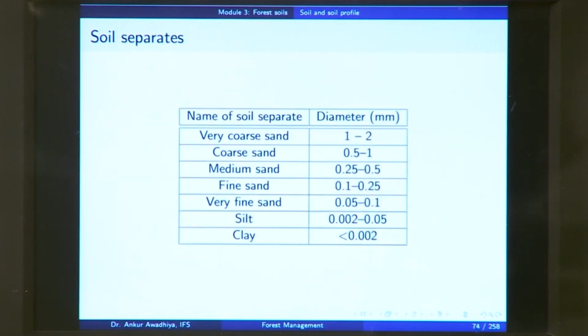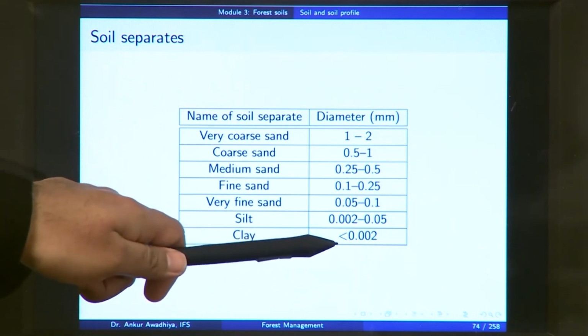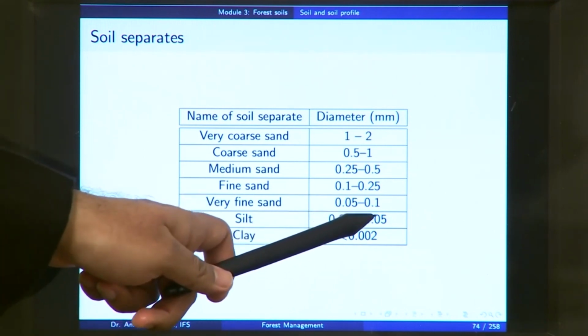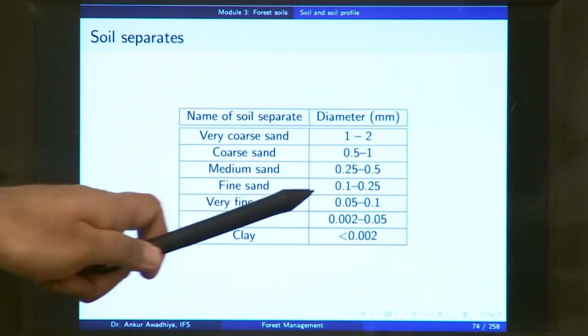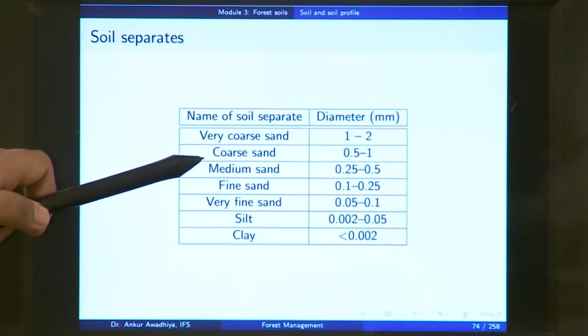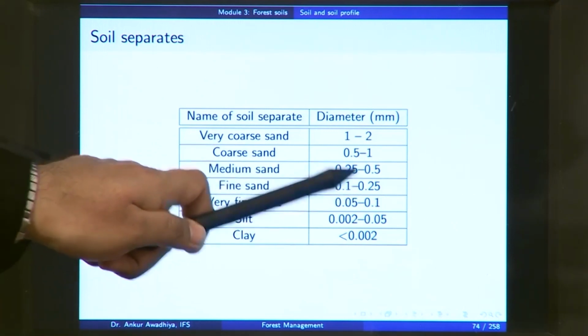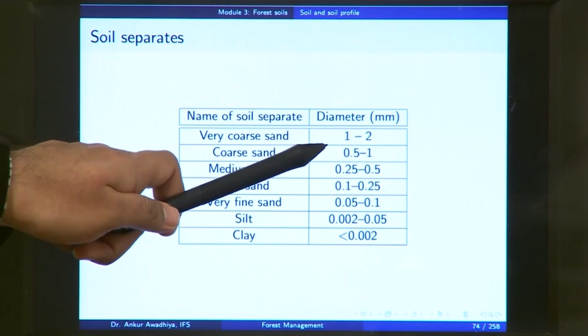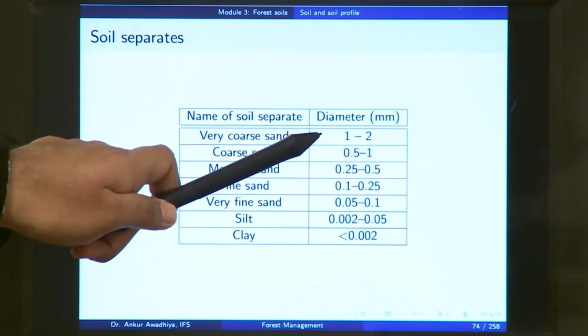Now, if we look at a sample of soil and if we put it through several sieves to separate the particles of soil according to their size, we will see these different soil separates. So, we define clay as those particles that are less than 2 micron in size. Then we have silt, which is 0.002 millimeters to 0.05 millimeters, very fine sand 0.05 millimeter to 0.1 millimeter, fine sand 0.1 millimeter to 0.25 millimeter, medium sand 0.25 millimeter to 0.5 millimeters, coarse sand 0.5 to 1 millimeter, and very coarse sand, which is 1 to 2 millimeters.